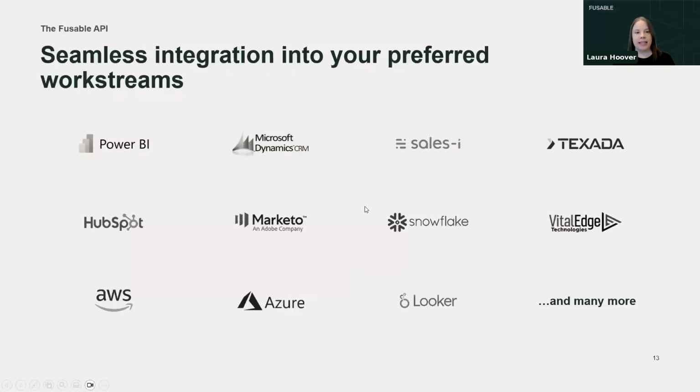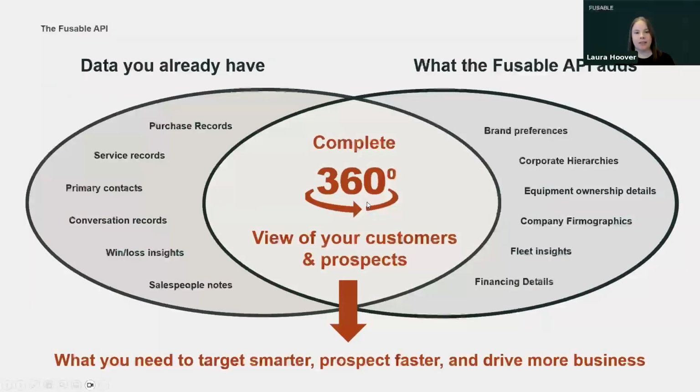And because the data that our Fusable API delivers doesn't live in a separate system and is instead integrated into your tools and workflows, there's a multiplier effect on the value of that data. I call this the 1 + 1 = 3 effect, since the power of the combined interconnected data is often greater than the value of each data set by itself. At the end of the day, it's that 360-degree view that this intertwined data set enables that gives you what you need to target smarter, prospect faster, and drive more business.